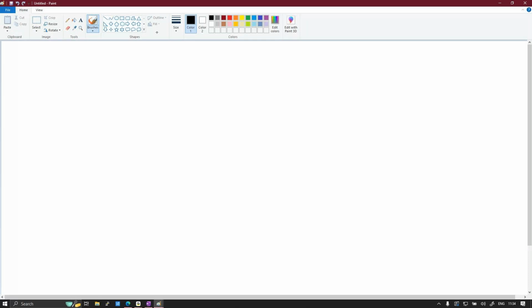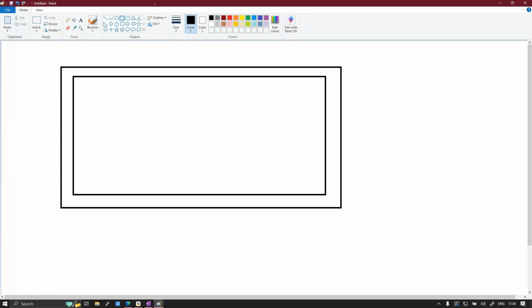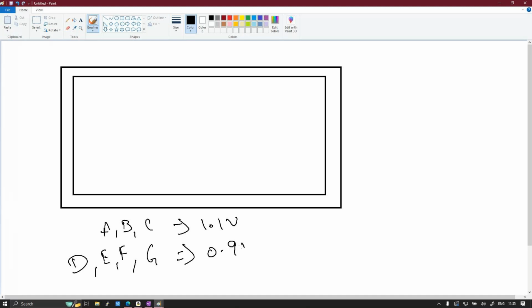Let's say, for example, this is your design structure, and there are now two different types of information present over here. Let's say in this there are some modules: modules A, B, C are working at 1.1 volt, and D, E, F, G are working at 0.9 volt. So I have this particular information. This information is provided in which file? The UPF file. Information provided through the UPF file.